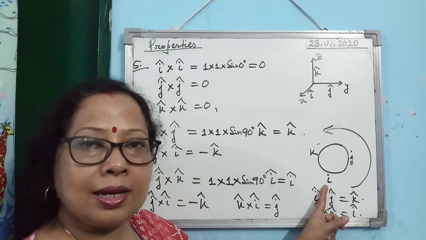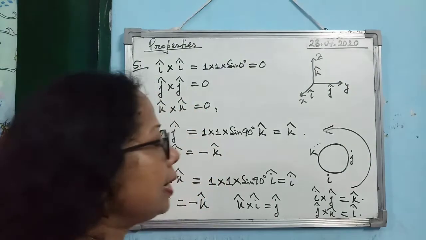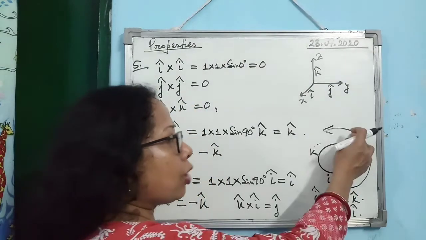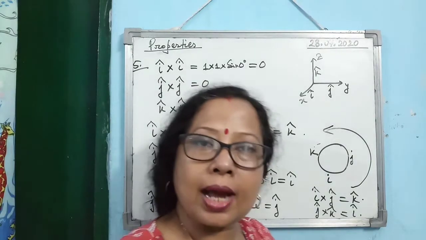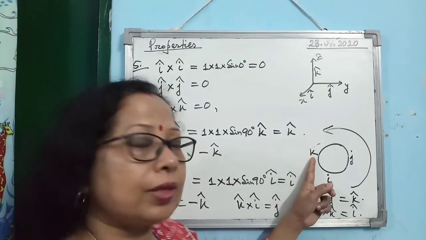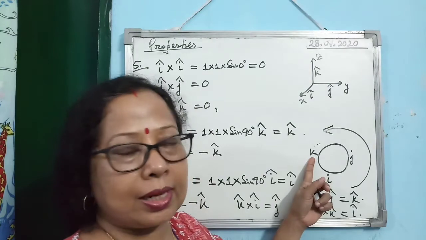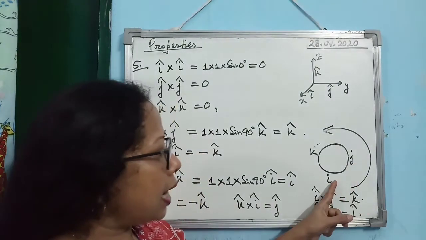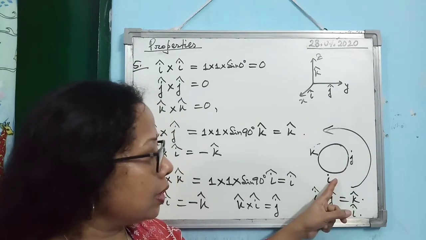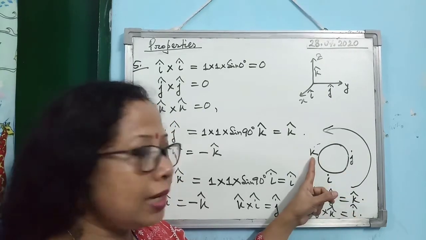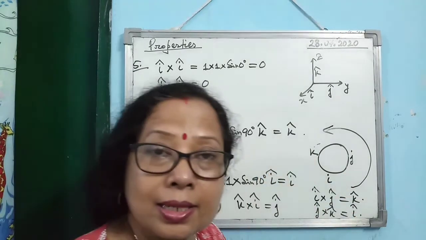Is that clear? But when you are taking the two vectors in the clockwise direction, then what will be their cross product? It will be minus of the leftover unit vector. Means if you take j cross i, you have taken it in the clockwise direction. So what will be your answer? Not only k, it will be minus k.